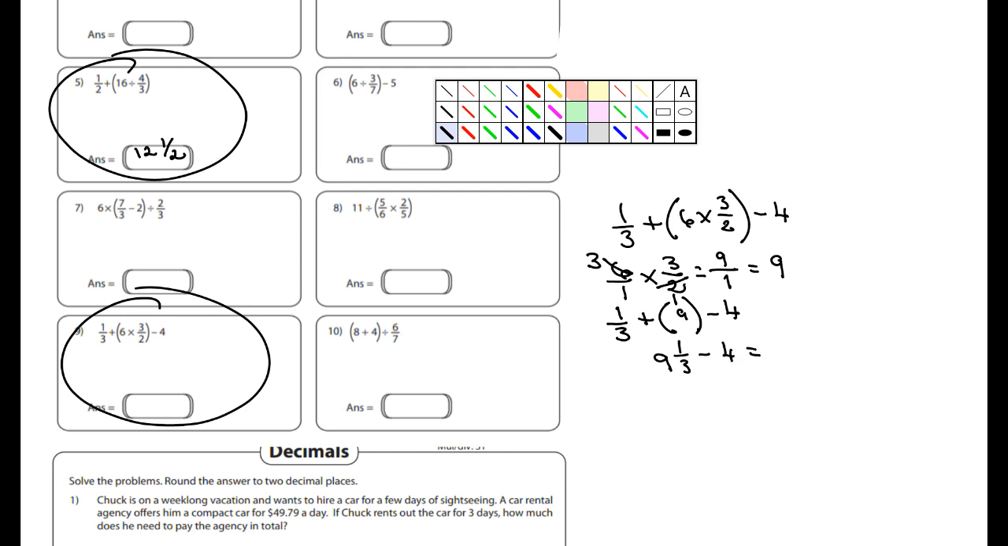Well, how do you do that now? Well, just what's 9 subtracting 4? What's 4 from 9? It's 5. So it's 5 and 1/3. There's your answer. That was for number 9. 5 and 1/3. Okay? All right.